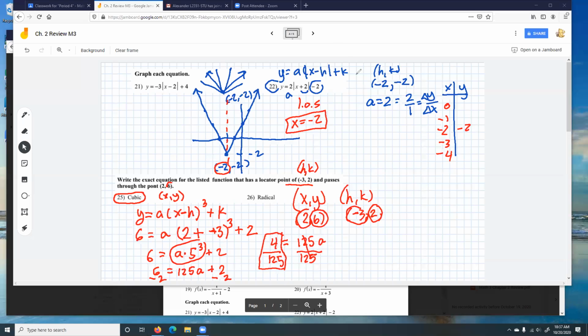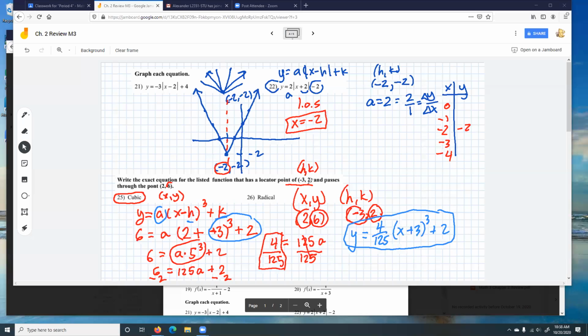So now I'm going to take that A value and plug it back into here and plug in the H and the K. That's the equation of the cubic that passes through these 2 points. Okay, so let's plug it back in. Y equals 4 over 125 times X minus, I don't know, it's plus 3 cubed. Make sure that's a cubed, and plus 2. So plus 3 cubed plus 2. That's the equation.